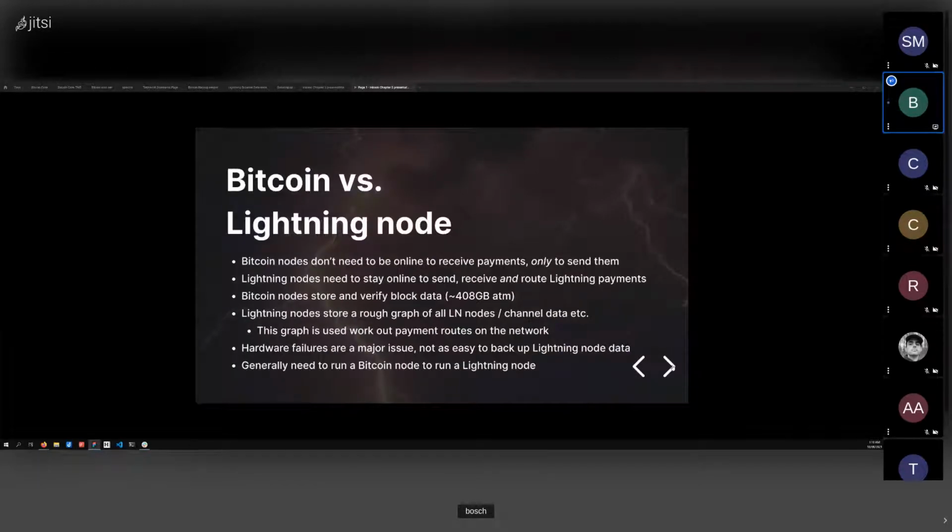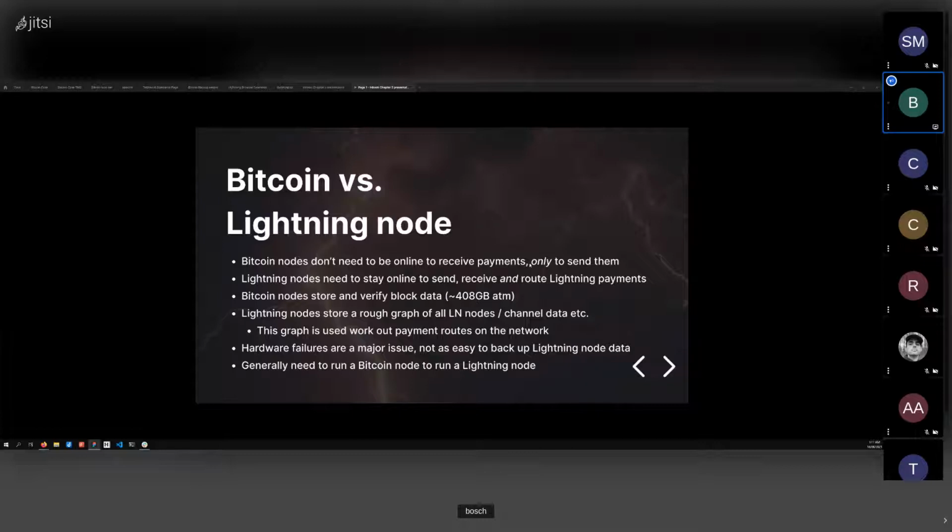I just wanted to cover the difference between a Bitcoin node and a Lightning node. Just to clarify, we're going to be focusing on Lightning nodes, but they do have some similarities. With a Bitcoin node, you don't need to be online 24/7 to receive payments, only to send them. With a Lightning node, you need to stay online to send, receive, and route Lightning payments, and by online, you need to be online 24/7. We'll go into more detail on that later in the presentation, but your Lightning node ideally needs 24/7 uptime.